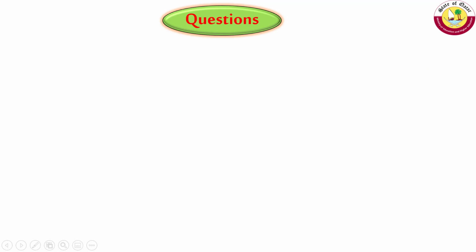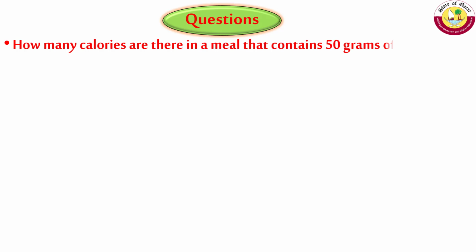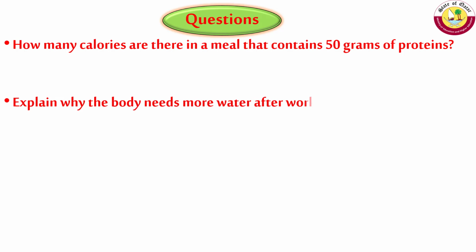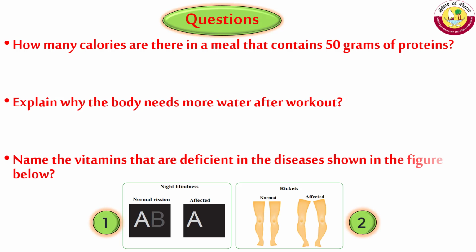And now, let's start our assessment. Question 1. How many calories are there in a meal that contains 50 grams of proteins? Question 2. Explain why the body needs more water after workout. Question 3. Name the vitamins that are deficient in the diseases shown in the figure below.